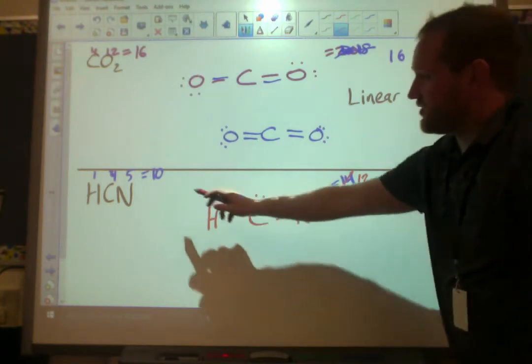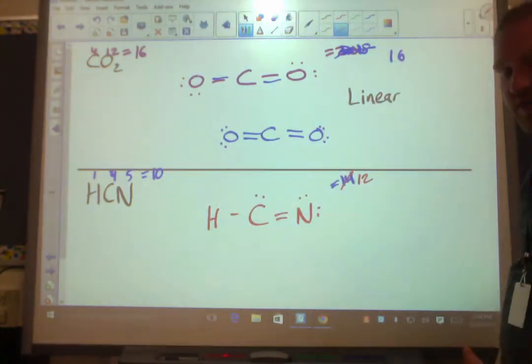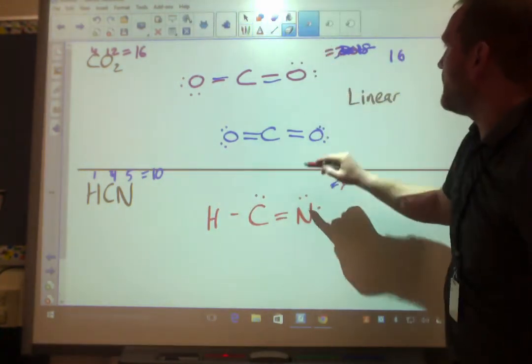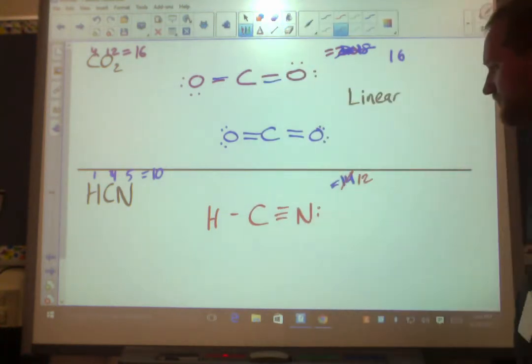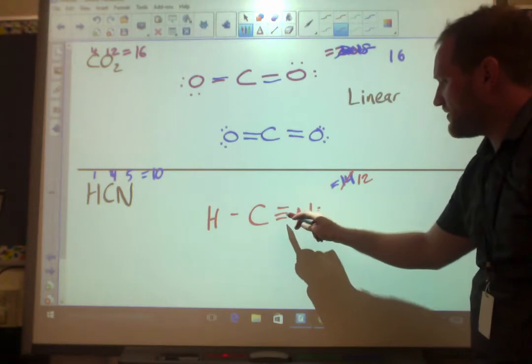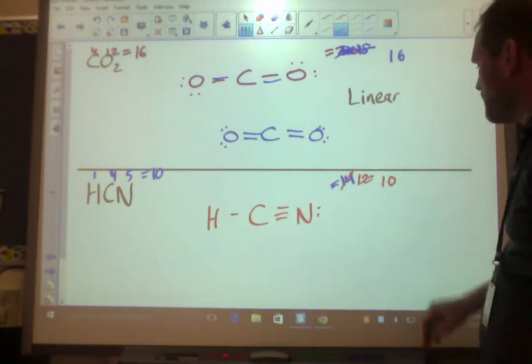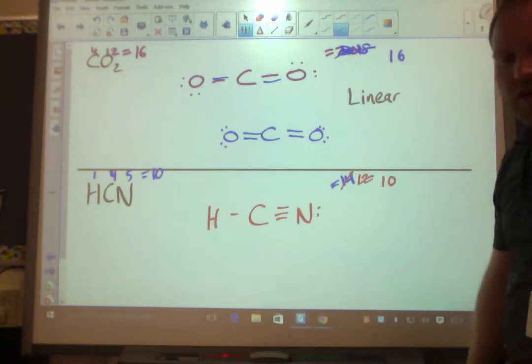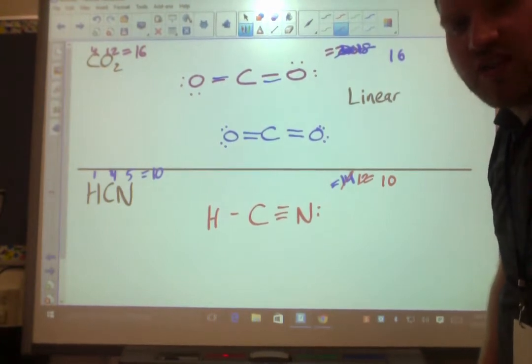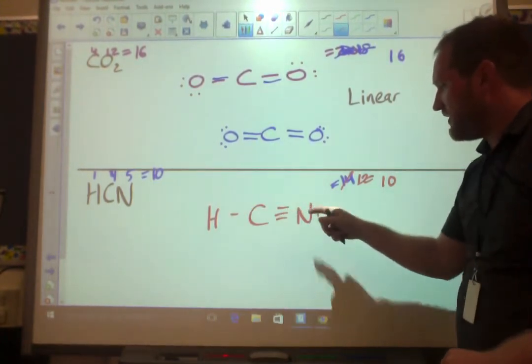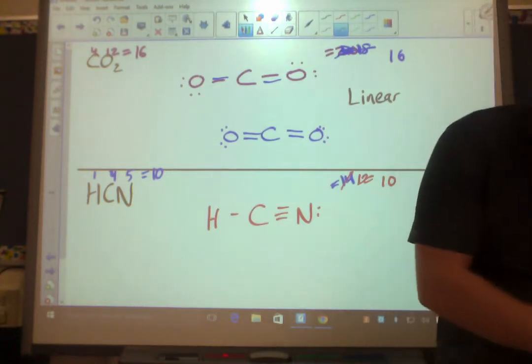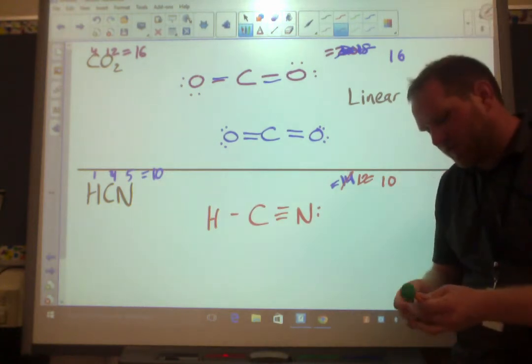We're still not done yet because we have 10 and 12. So obviously we're going to take another 2 away and we're going to form a triple bond. Triple bond. 2, 4, 6, 8, 10. This is correct. Now in terms of the geometry here, we have a hydrogen sticking out of one side and a nitrogen sticking out of the other side. So we can kind of represent this sort of like this.